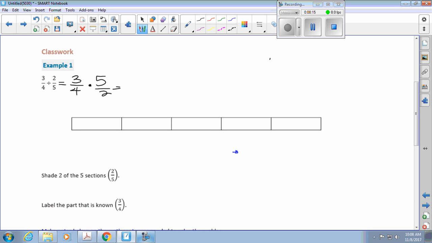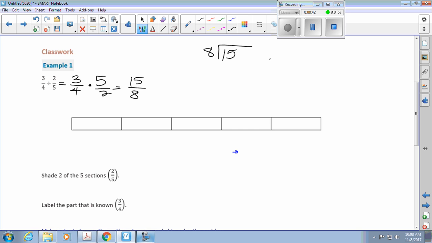So 3 times 5 is 15. 4 times 2 is 8. Now you're in 6th grade. We're not going to leave that as 15/8. So 15/8. When you look at your fraction, you know it's improper if the numerator is bigger than your denominator. So 15 is bigger than 8. So that means we're going to do this.